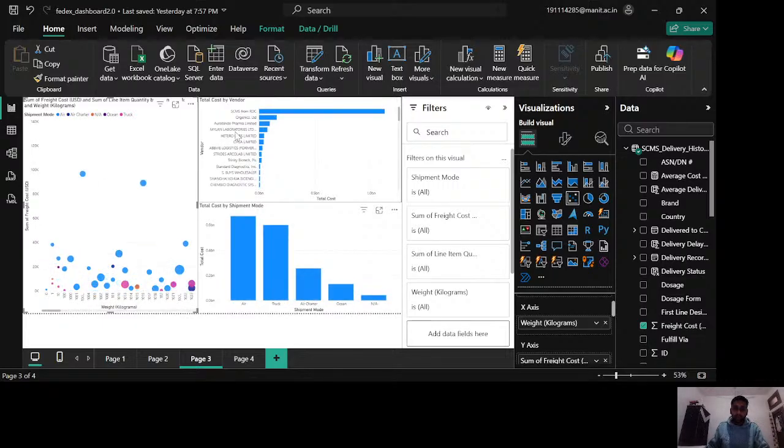As we can see, the total cost by SCMS from RDC is highest, Organics Limited is somewhat behind, and Arvindo Pharma is much behind. So SCMS from RDC is one of the most preferred vendors by us. Then we have Organics Limited in terms of amount, and then we have Arvindo Pharma Limited.